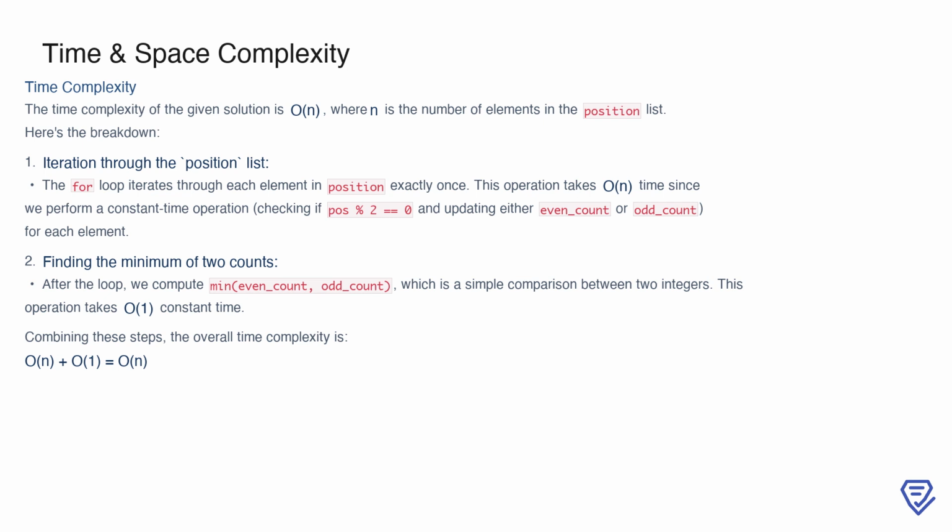Then, after the loop, we calculate the minimum of even_count and odd_count. This is simply a comparison between two integers, which is a constant time operation, O(1). Combining these steps, the overall time complexity is O(n) for the iteration plus O(1) for the comparison, resulting in a final time complexity of O(n).